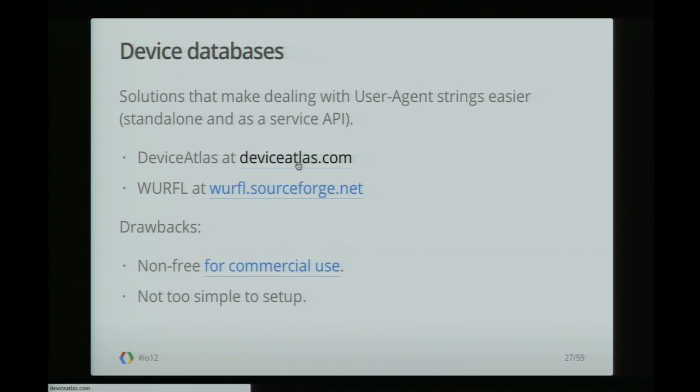A couple of them are Device Atlas and Wurfl. They have drawbacks in that they're non-free for commercial use. They come in two flavors typically. One as an API service, so you can simply make a request every time you get a new client connected and ask a service somewhere else in the cloud what that user agent is. Or you can set it up yourself, but it's not that simple to do. So that's the state of the art right now.